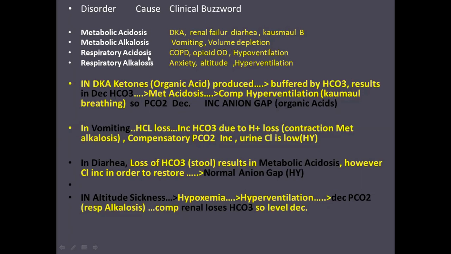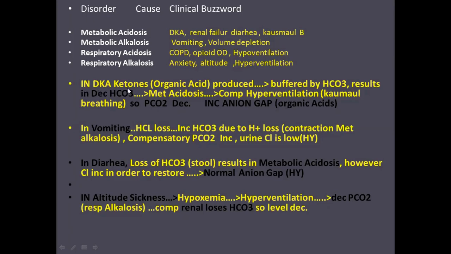Respiratory acidosis occurs in conditions like COPD, opioid use, and hypoventilation. In COPD, carbon dioxide gets trapped, the partial pressure of carbon dioxide increases, and the result is respiratory acidosis. And respiratory alkalosis is associated with a very, very high yield condition, altitude sickness. I will explain that. Now, how does diabetic ketoacidosis cause metabolic acidosis?